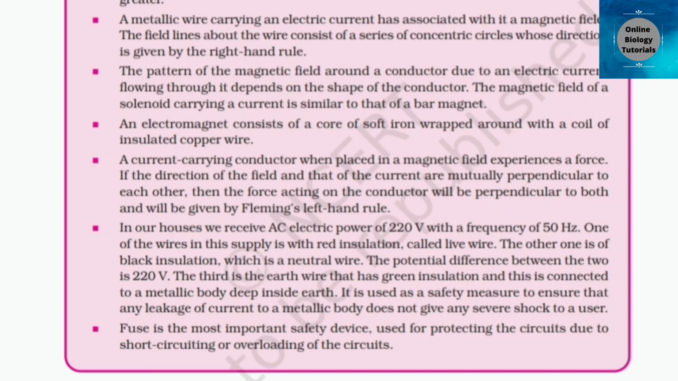In our houses we receive AC electric power of 220 V, with a frequency of 50 Hz. One of the wires in this supply is with red insulation called live wire. The other one is of black insulation, which is a neutral wire. The potential difference between the two is 220 V. The third is the earth wire that has green insulation, and this is connected to a metallic body deep inside earth. It is used as a safety measure to ensure that any leakage of current to a metallic body does not give any severe shock to a user. Fuse is the most important safety device, used for protecting the circuits due to short-circuiting or overloading of the circuits.